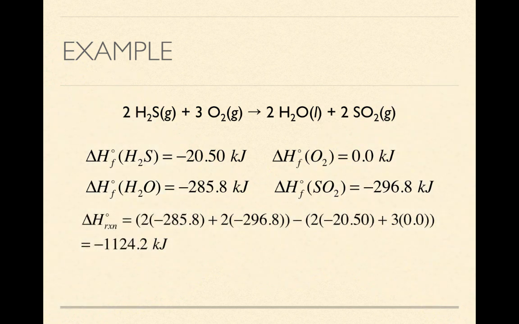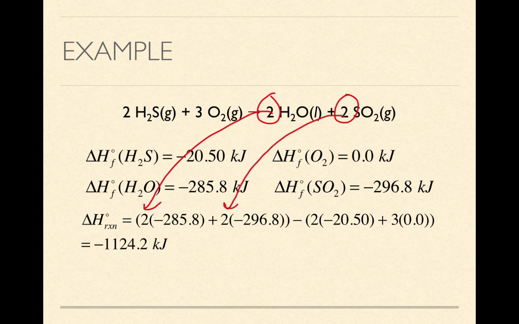And we do have to use the stoichiometry here. So if we look at this, we do have our 2 from our water going right there, our 2 from our SO2 right there, our 2 from our H2S right there, and our 3 from our oxygen going right there. And then we put in the value for those delta HFs that we look up in a table, and we sum up the products minus the sum of the reactants, and we end up with minus 1124.2 kilojoules.